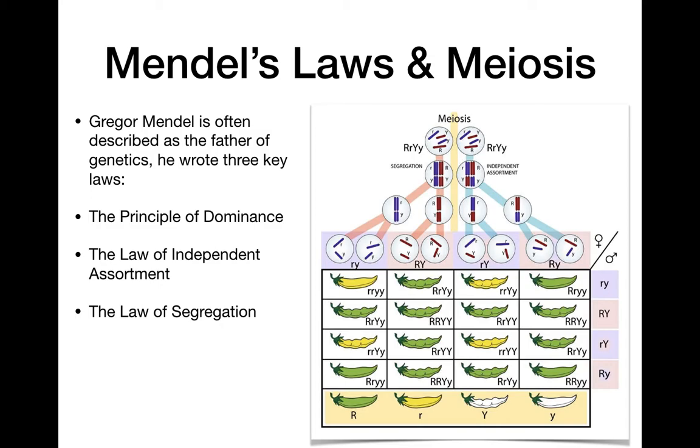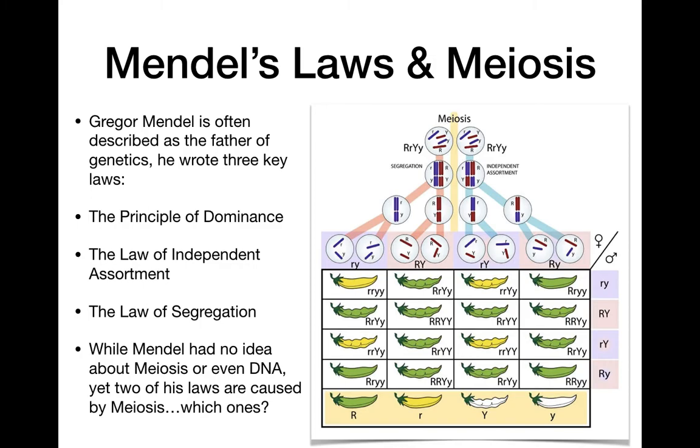He's famous for doing all these crosses with sweet peas. Here's a cross with peas where he's looking at the color of the pea pod and whether the pea pod is constricted or smooth, like wrinkled or smooth pea pods. Mendel did this before we knew what DNA was, before we knew what meiosis was. But 2 of the laws he created, based on patterns he noticed in collecting thousands of pieces of data from all these crosses of pea plants he did in his garden for many, many years, are caused by meiosis. So which of those 3 laws are caused by meiosis?